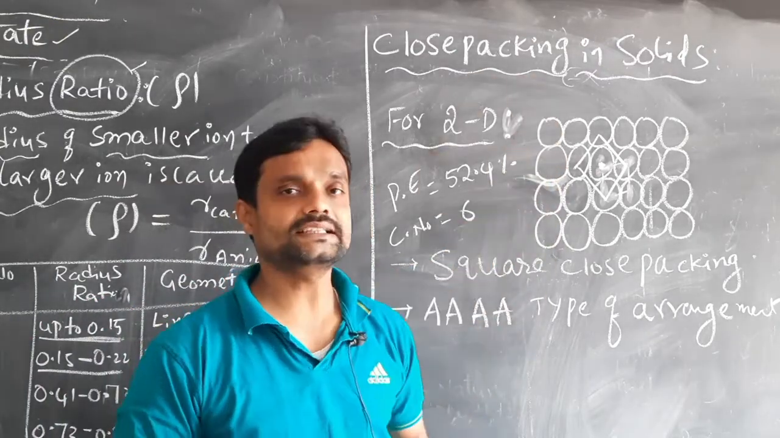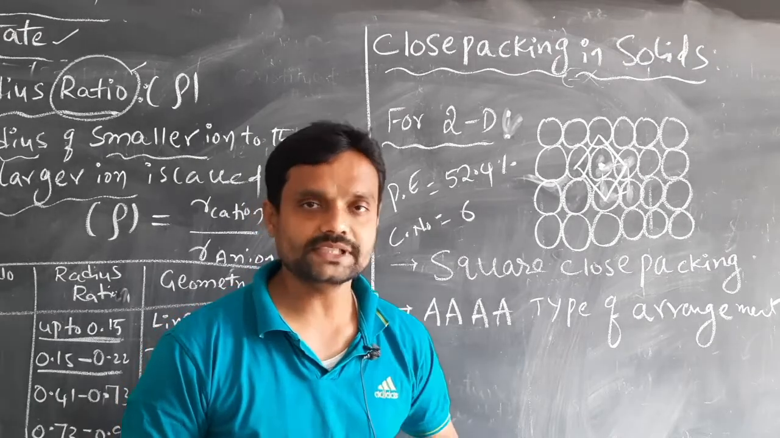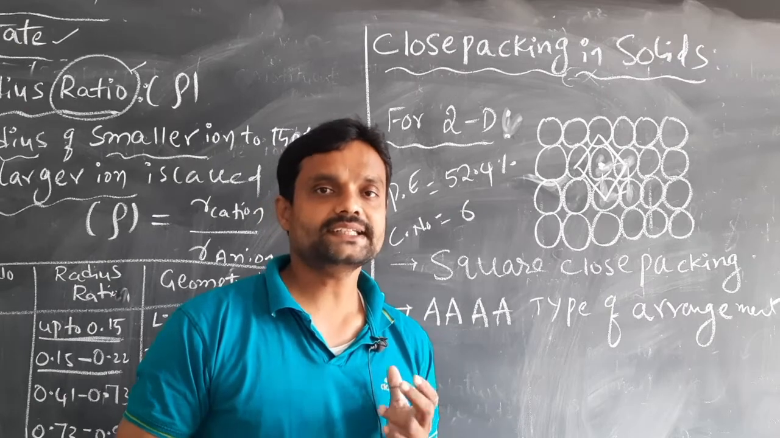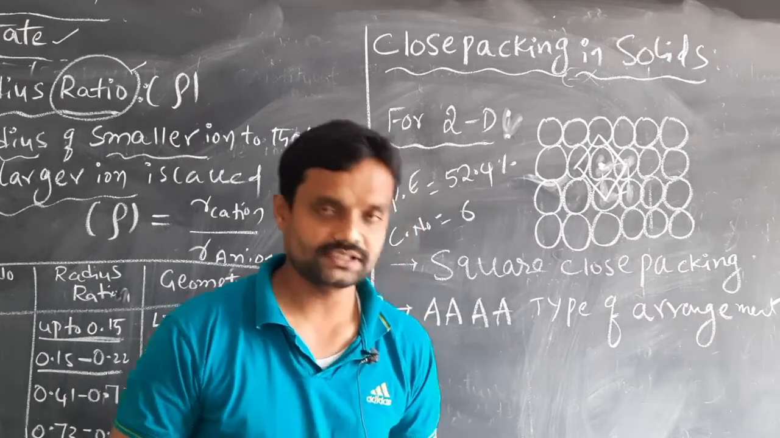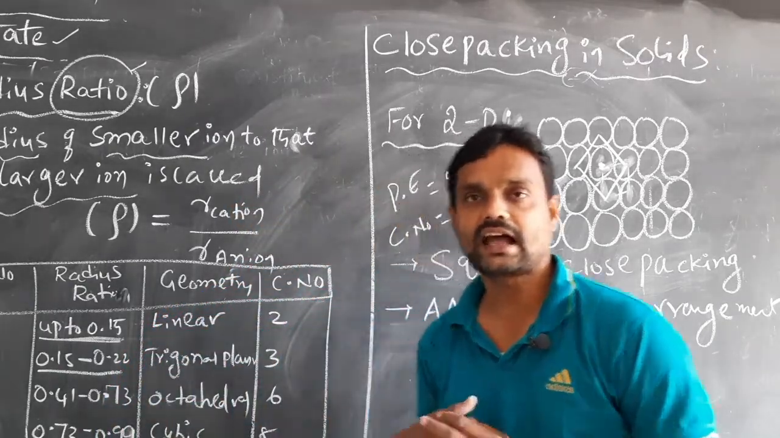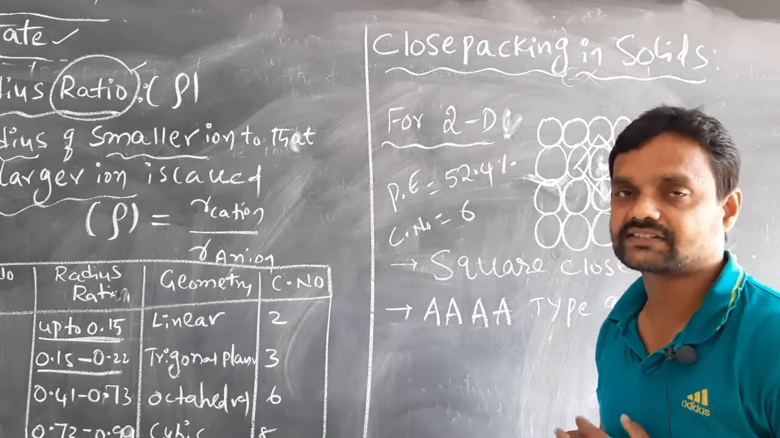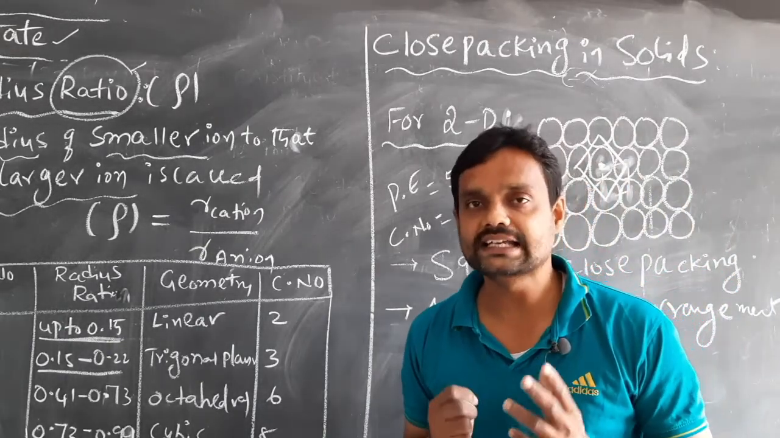So close packing in the solids. Simple meaning. Close packing in the solids means, in the solids, the repeated units are the atoms or ions. How can they arrange it? In solids, the atoms or ions, how can they arrange?